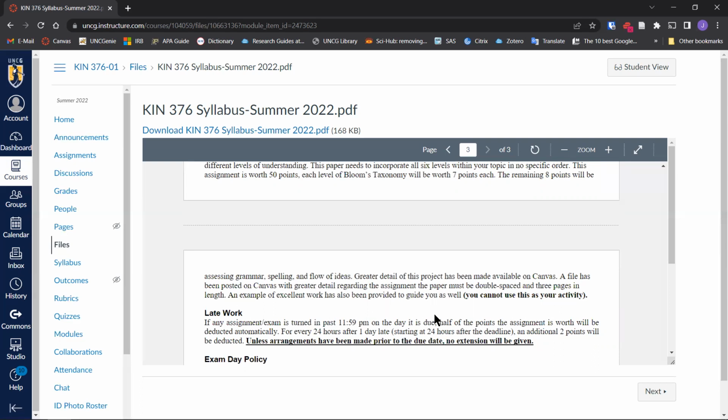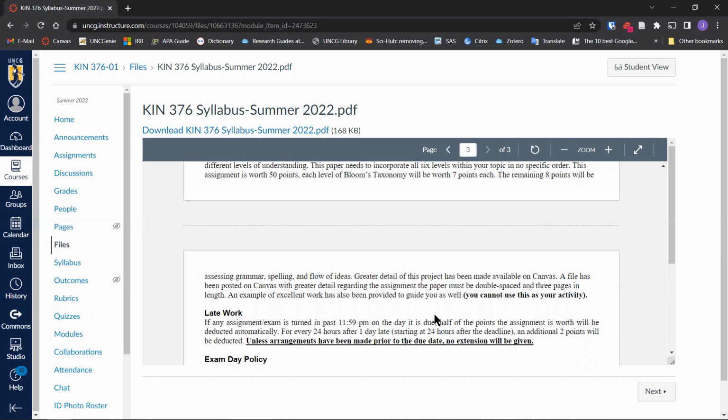For late work, if any assignment or exam is turned in past 11:59 on the day it is due, half the points of this assignment will be deducted automatically. Furthermore, for every 24 hours after the first day late, starting at 24 hours after that deadline, whether it's a Friday, Saturday, Sunday, an additional 2 points will be deducted. This is done simply because I try to get you your graded work back on time.